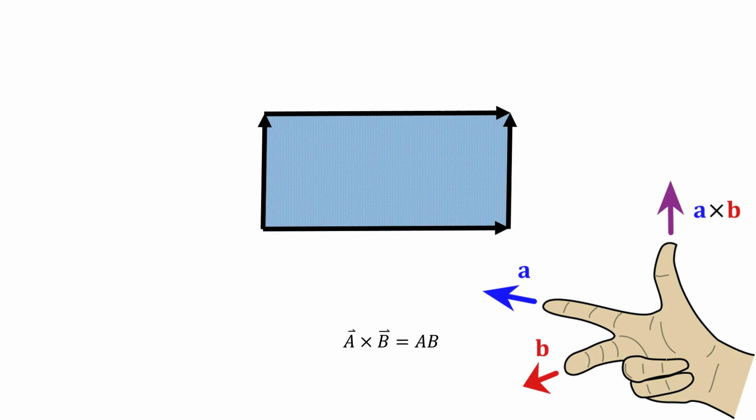In this case, vector A points upward, vector B points to the right. So if you point upward and twist your wrist so you can curl your fingers toward the right, your thumb should be able to point in the direction of the resultant, in this case, into your screen.